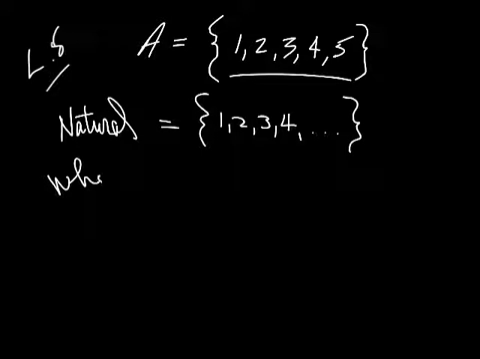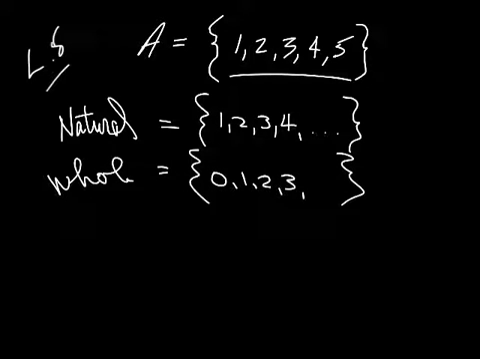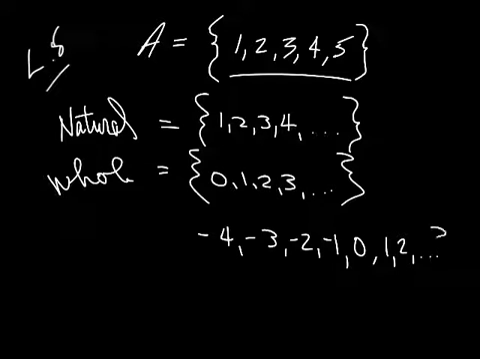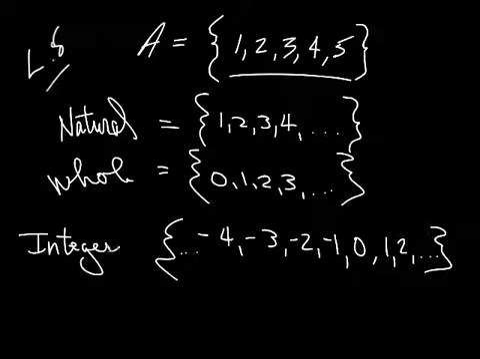Whole numbers, on the other hand, are only different because they include 0. And the dots mean that it goes on forever. You just continue on with that. If we include our list of negative numbers, and we go that way and this way into infinity, those are called integers, and they include all those numbers.